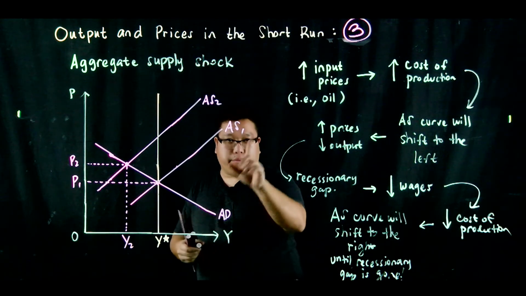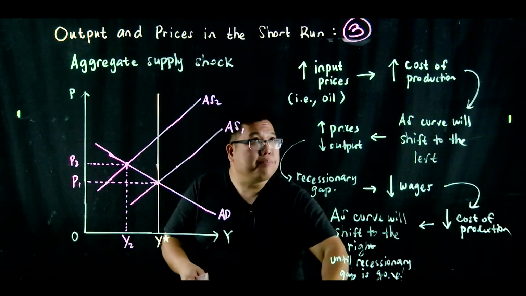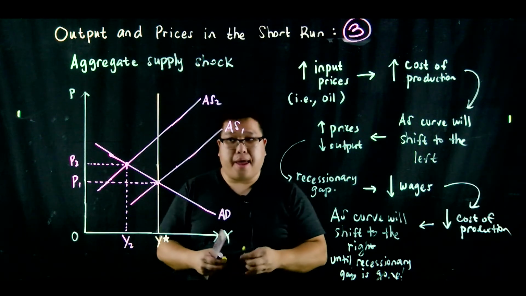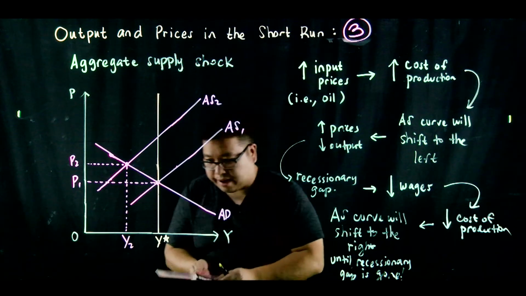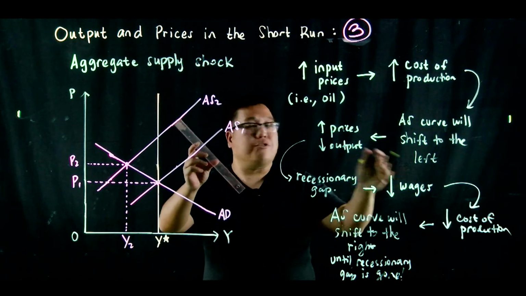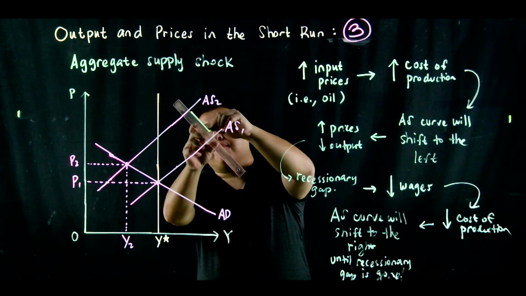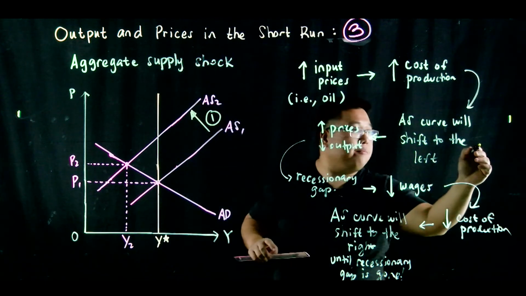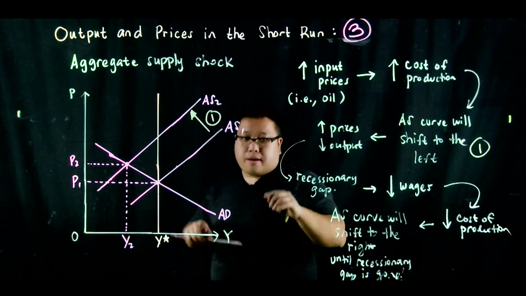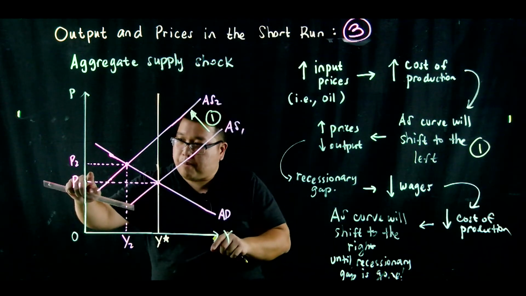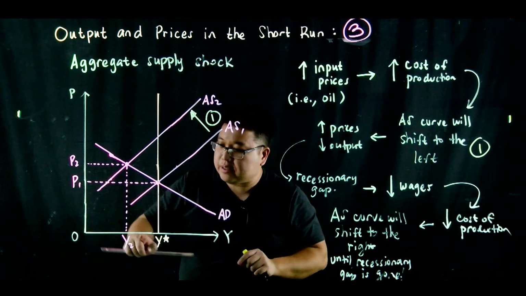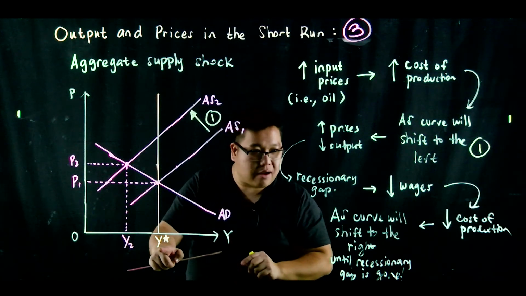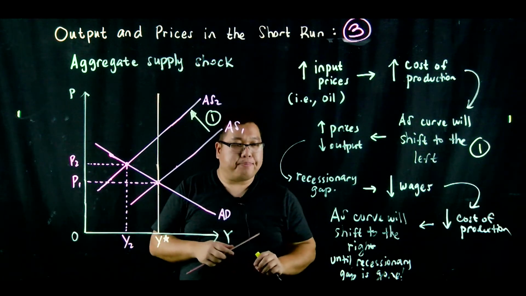So let me do a recap here. An increase in input prices means an increase in cost of production, and the AS curve shifts to the left, right here. Let me call this number 1. The aggregate price level increases, output decreases relative to Y star, and we have a recessionary gap.